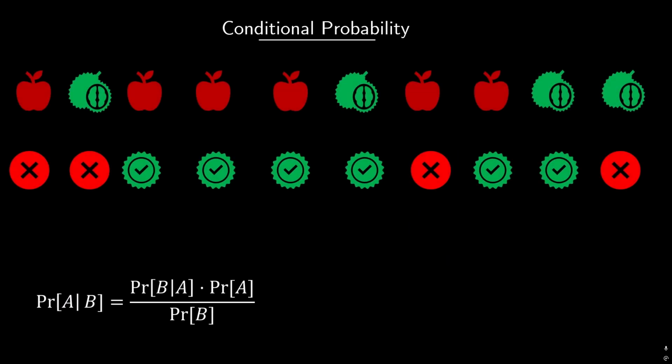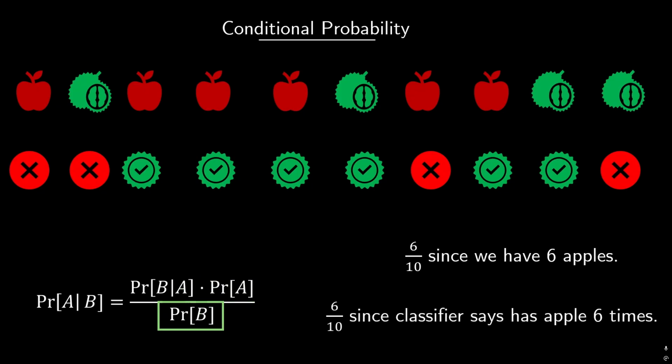But basically, according to this example, here's how it works. If we wanted to use this fraction instead, then what's the probability of A? Well, this happens to be 6 out of 10 because we had 6 apples. What's the probability of B? It's also 6 out of 10, a bit of a coincidence, but it's 6 out of 10 because the classifier says it has an apple 6 times. If you check the example, you would see that there are 6 green ticks. That's why 6 out of 10 times it has actually said so.